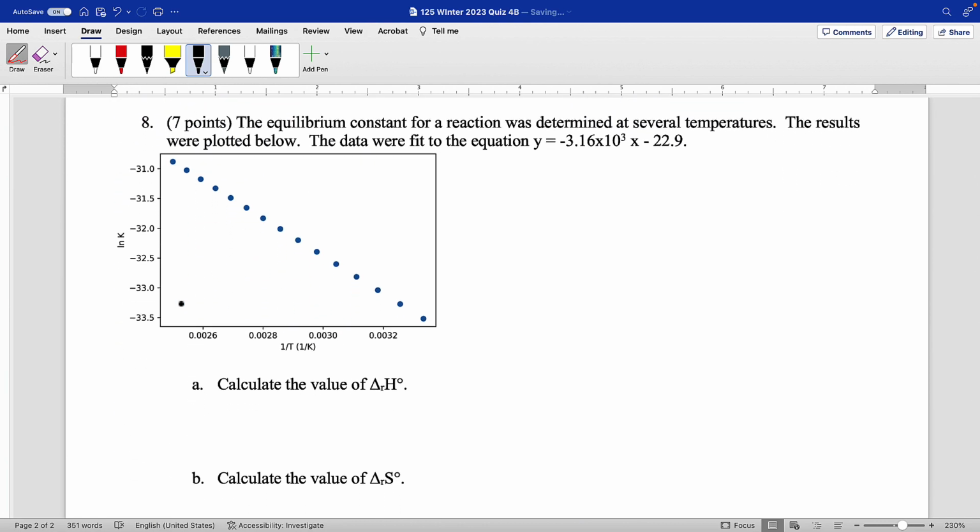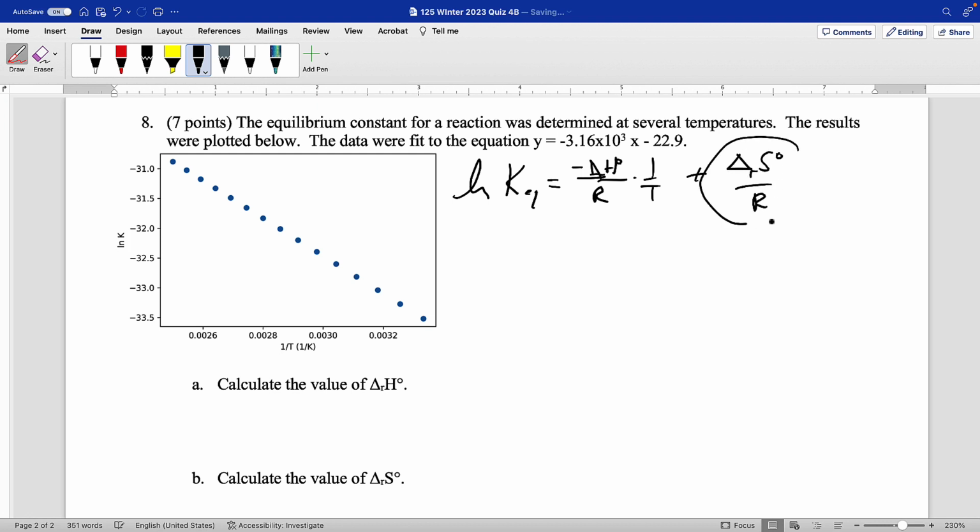Number 7, we need to find the delta H and delta S of this reaction. So this is just like the nitrate lab. We're going to use the Van 't Hoff equation. The log of K is equal to negative delta H of reaction over R times 1 over T, plus delta S of reaction over R.